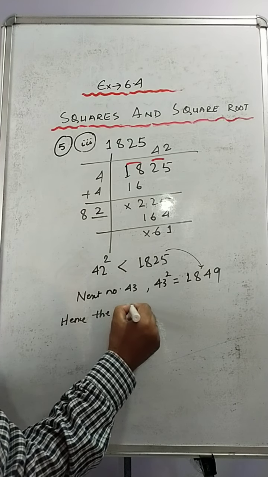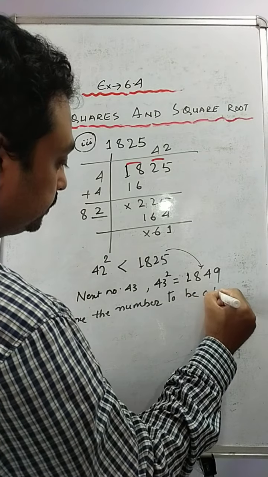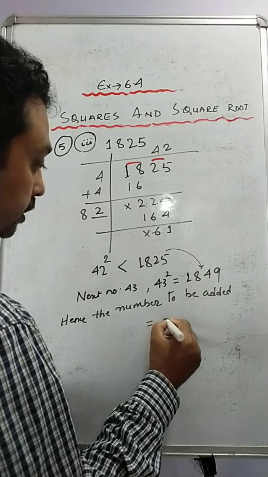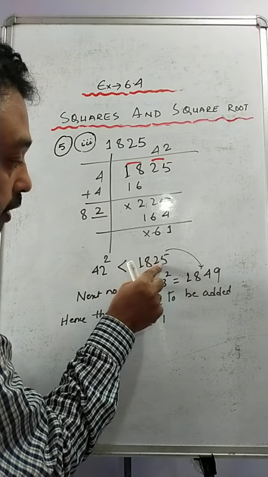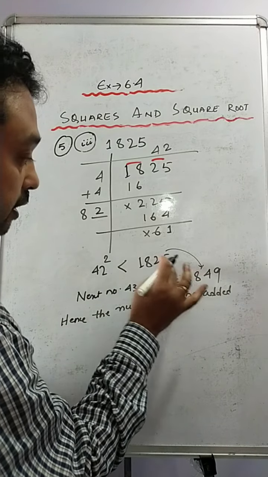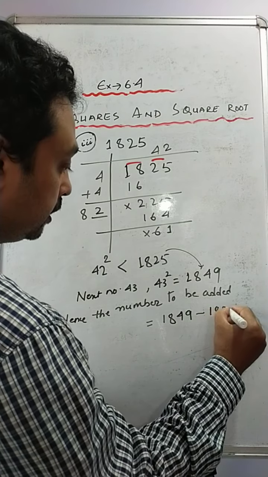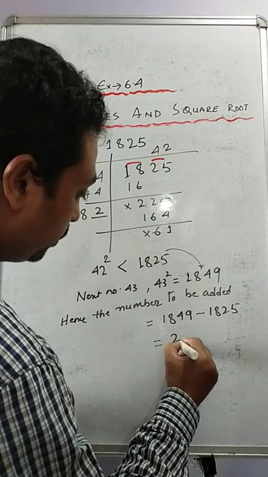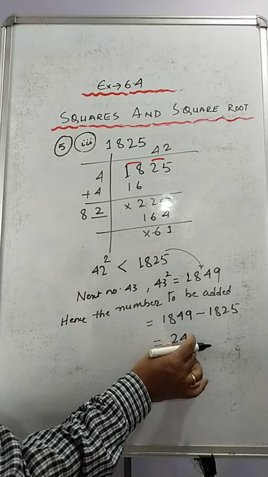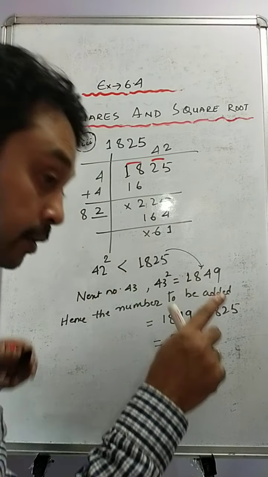So the number to be added, hence, what will that be? We have to find the difference, because we want the least number that must be added to this to make it 1849. So we have to see the difference, 1849 minus 1825. The least number would be 24. So 24 is the least number that must be added to 1825 to make it a perfect square.